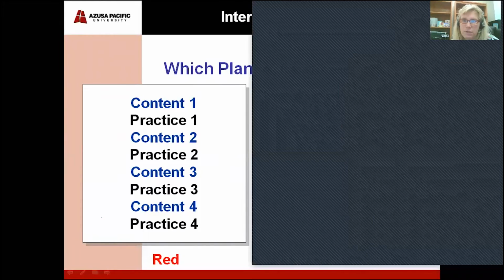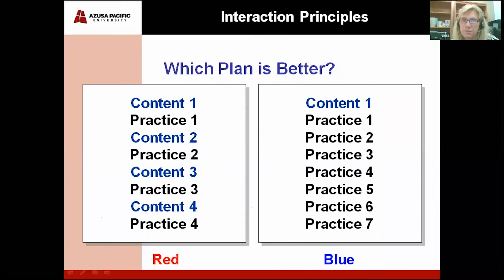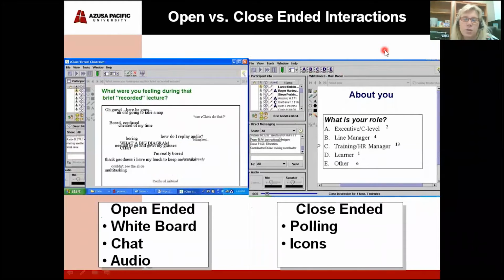Okay. I'm going to shut it down. Okay, so this is a way of looking at the different tools that you have available to you. Open-ended and close-ended. So the close-ended tools are polling and icons. So we do have in Zoom a hand-raising function. They do not have that in Google Hangouts.